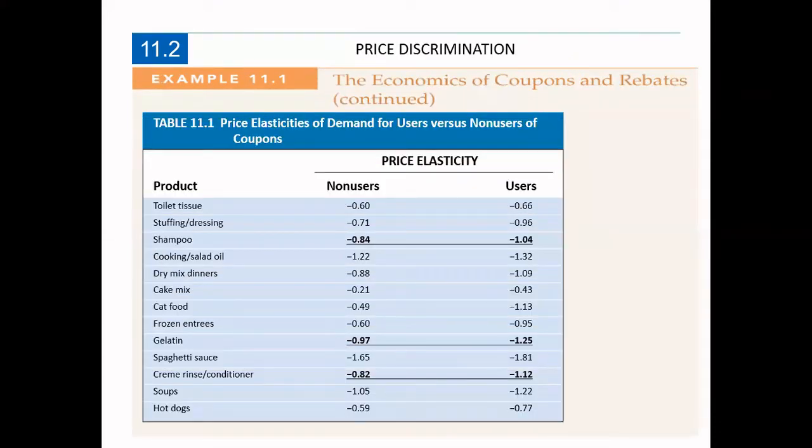As well, here the economics of coupons and rebates continue. If you look at this price elasticity, the tissues market is 0.6 for the non-user and 0.66 for the user. For the shampoo, for example, the non-user is 0.8, but for the user it is more than 1, it is elastic. If we look at the gelatin and the conditioners, we will find high elasticity as well. This is the price elasticity of demand for users versus non-users of coupons. If I have a coupon, then I have a substitution effect. This is what reflects my revenue in the market, and I can attract more customers.